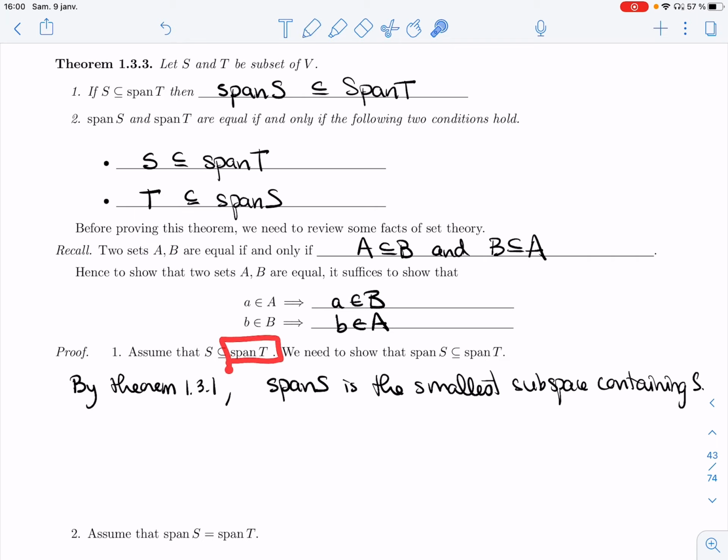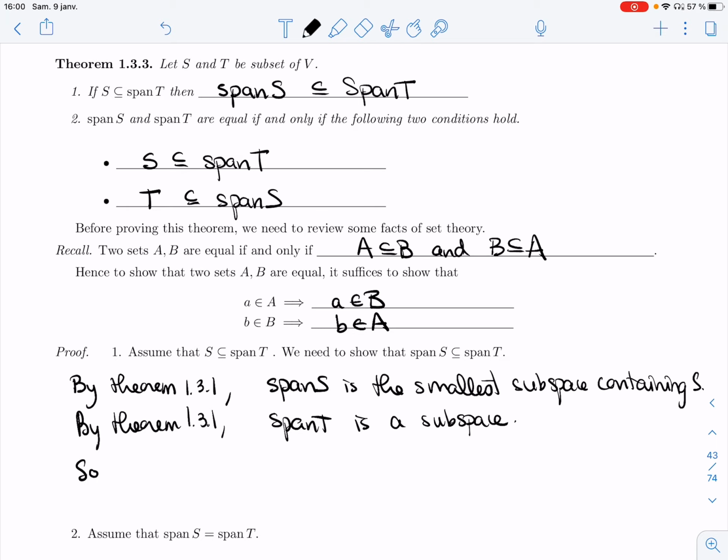But span of T, by the same theorem, is a subspace, and we're assuming it contains S. So by Theorem 1.3.1, span of T is a subspace, and it contains S, since S is inside span of T. That means that span of S is inside span of T.